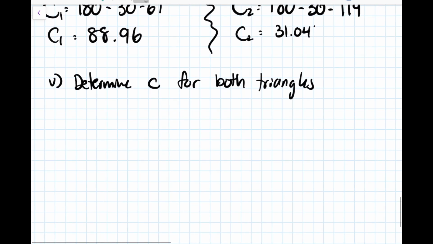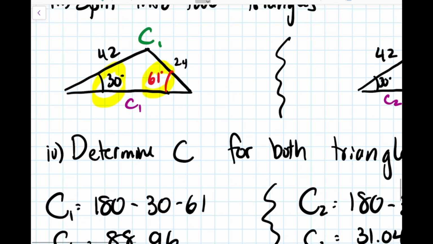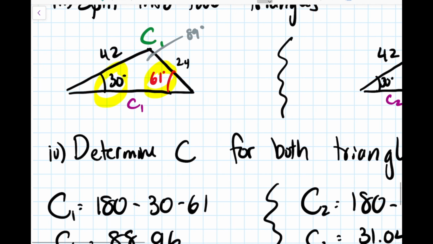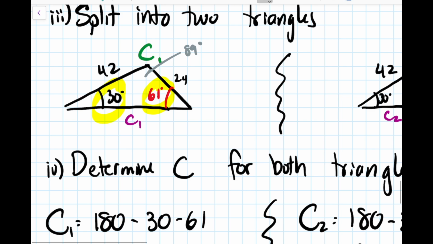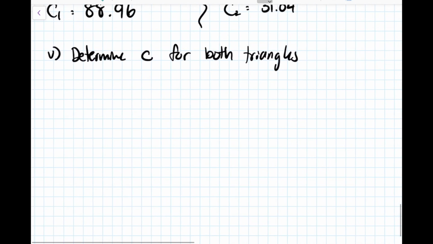So now this is just a sine law thing. So in this triangle on the left, I know that this angle up here, which I don't really have a ton of space for, is that 88.96. I'm just going to say 89 that we found. For this one over here, I know this angle that we just found is about 31. And so if you want to find side C1, you've got everything you need at this point.